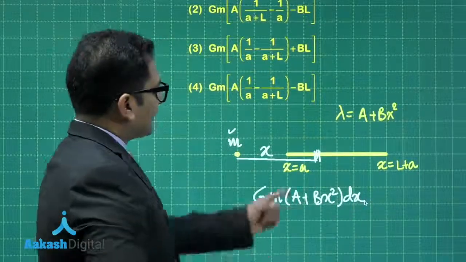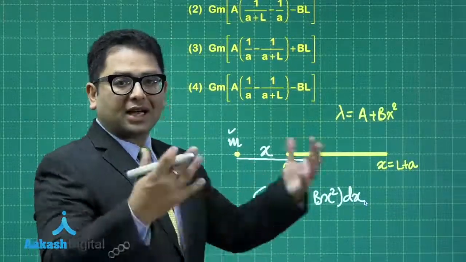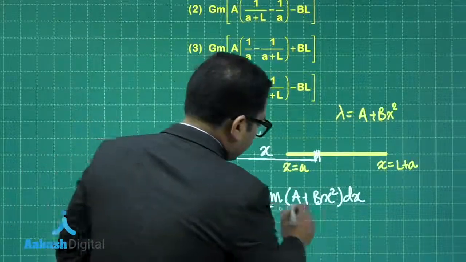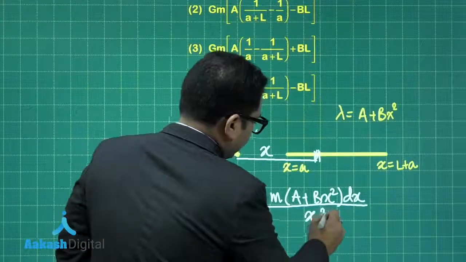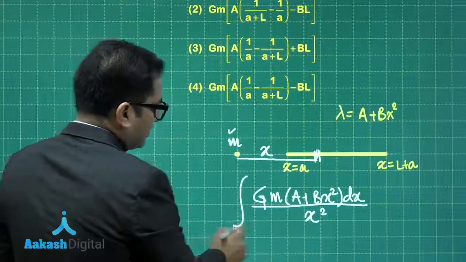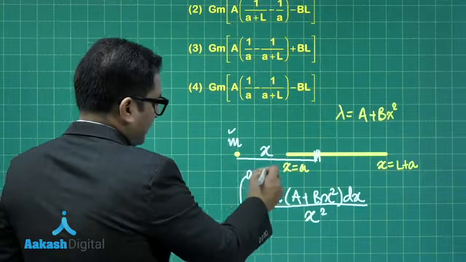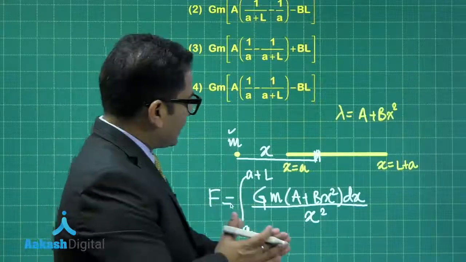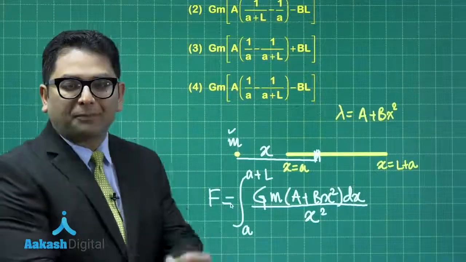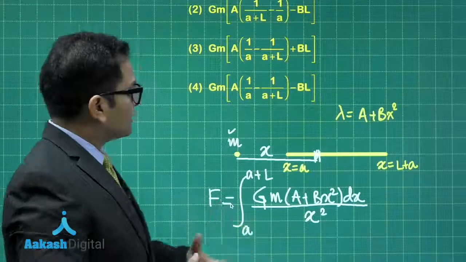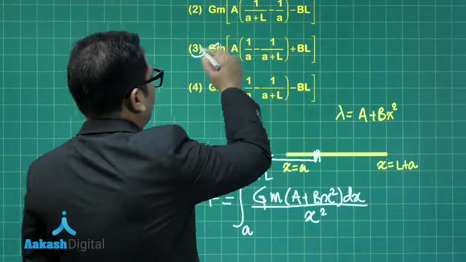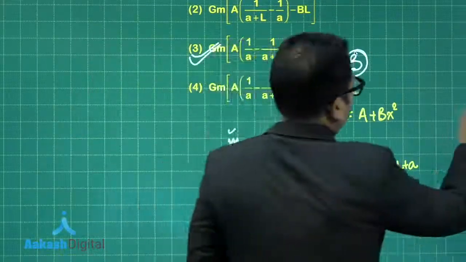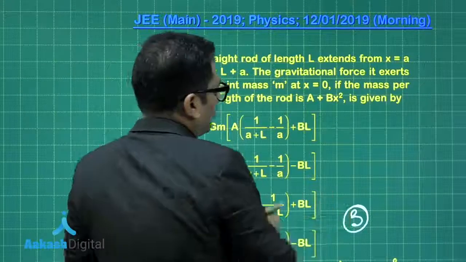All right, so this is that small mass, which will be lambda multiplied by this small length. G m1 m2 divided by r square, which is x square, and the integration limit will be from a to a plus L. That is going to give me the total force. And the rest is a very simple integration, no big deal on that. I'm pretty confident you'll do that. You do this and your answer is going to match with option number 3. So therefore, the third option is going to be the correct option for question number 6.